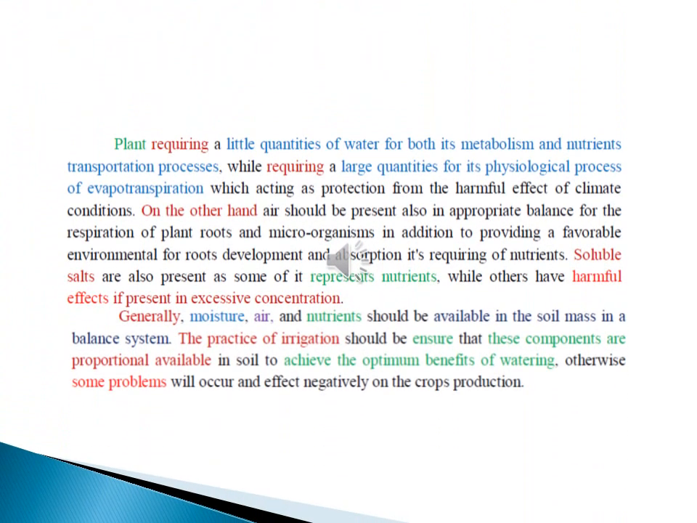Plants require a little quantity of water for both their metabolism and nutrient transpiration processes, while requiring large quantities for their physiological process of evapotranspiration, which acts as protection from the harmful effects of climate conditions.